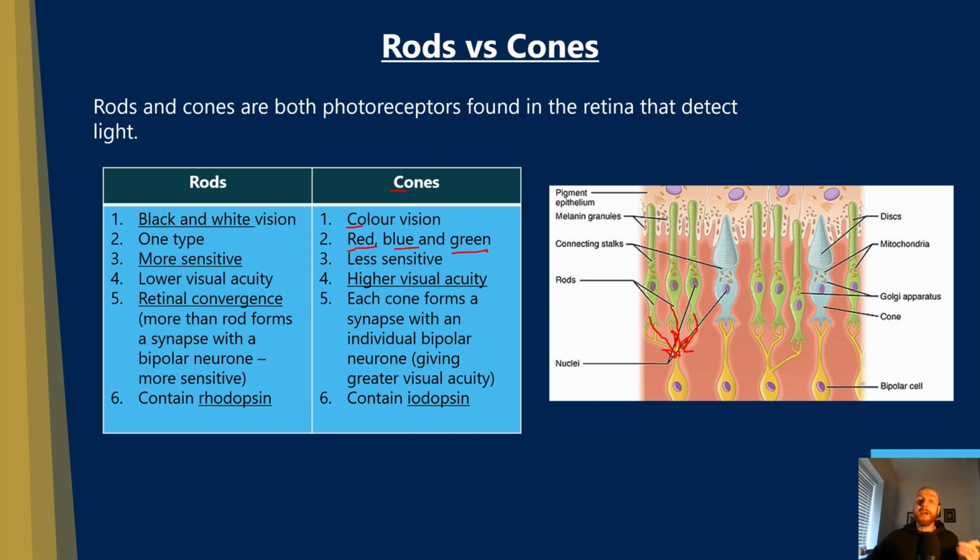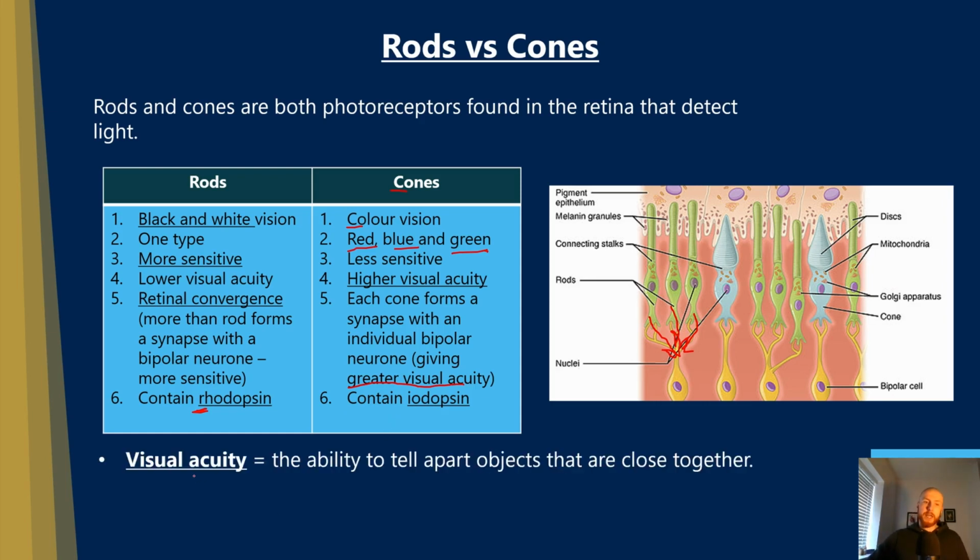Now, with the cones, each cone forms a synapse with an individual bipolar neuron. Now, this will lead to less sensitivity, but it will give greater visual acuity, which means you have a higher resolution image produced by the cones. Now, the rods contain the pigment rhodopsin, which, as we said, gets broken down by light. So R for rods, R for rhodopsin, whereas the cones contain iodopsin.